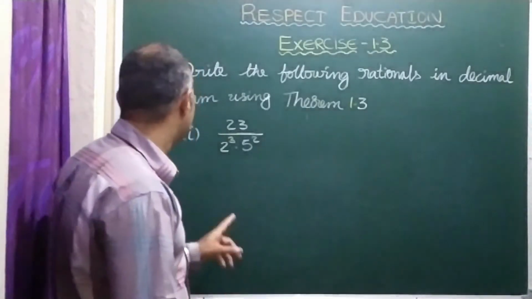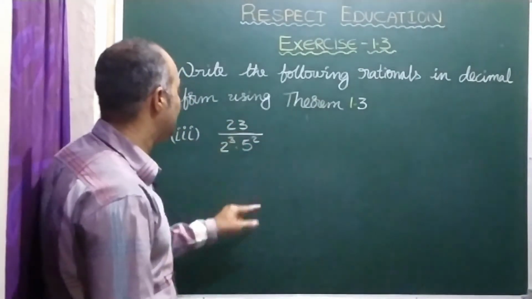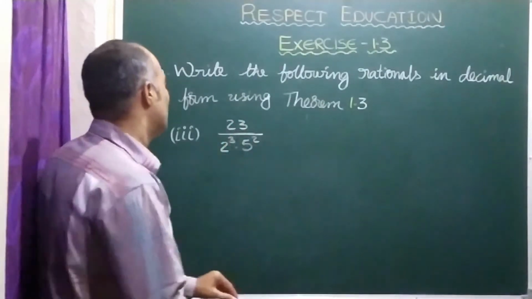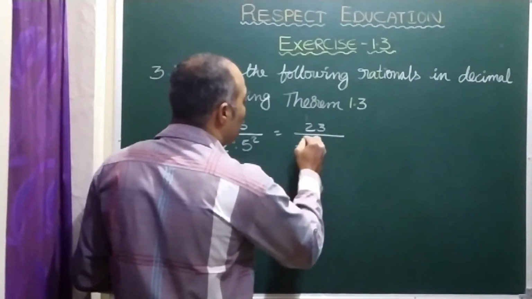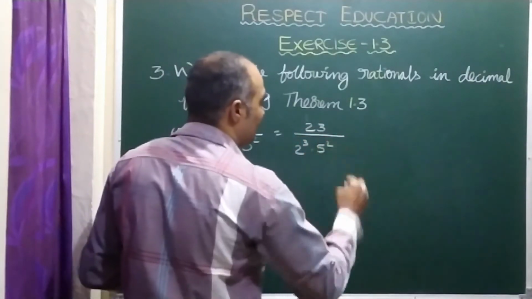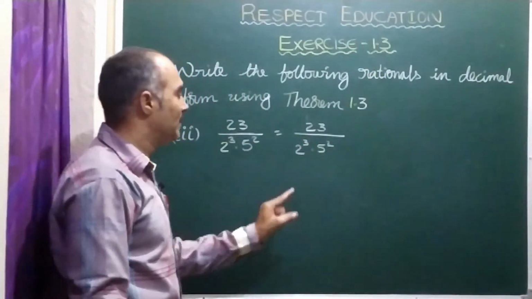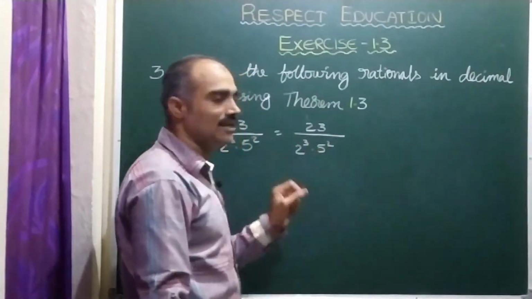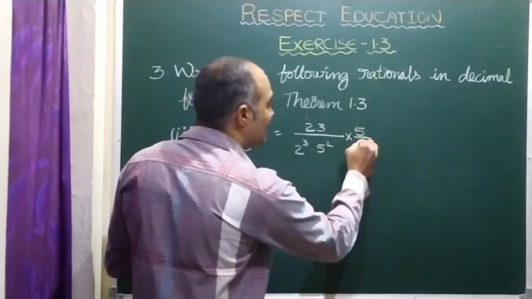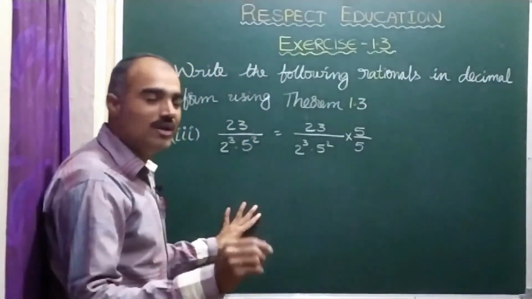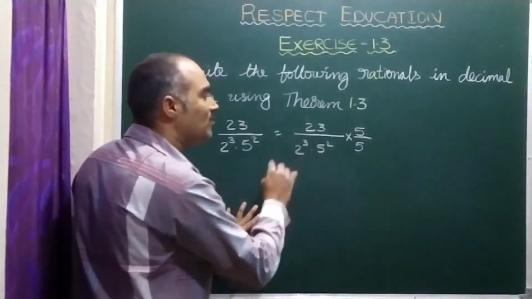Let us see the next bit, that is the third bit, 23 by 2 cube into 5 square. Here you see, is there any cancellation? No cancellation. So let us start the problem. 2 cube means there are 3 2s. 5 square means there are 2 5s. That means one more 5 is required to make it balance. Then 2 cube is there, and 5 square into 5 becomes 5 cube.